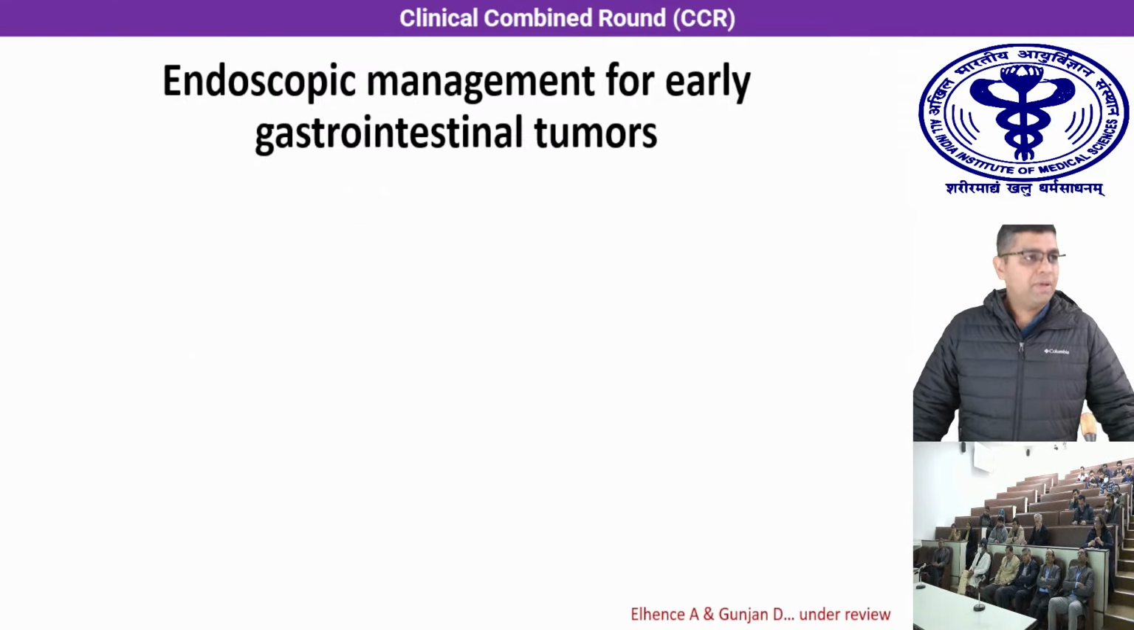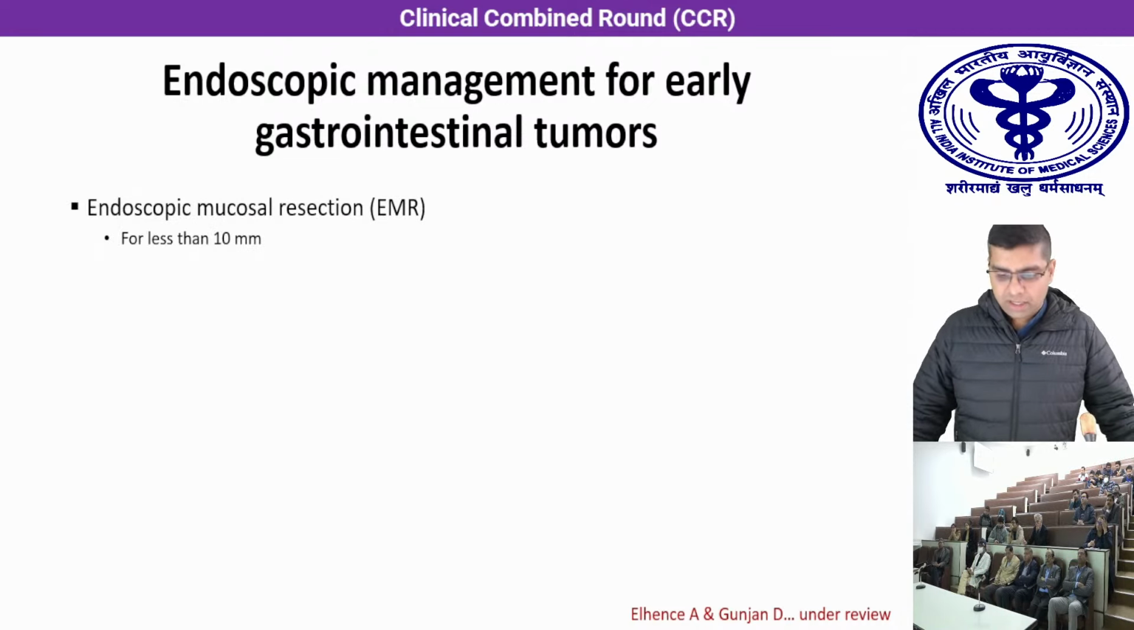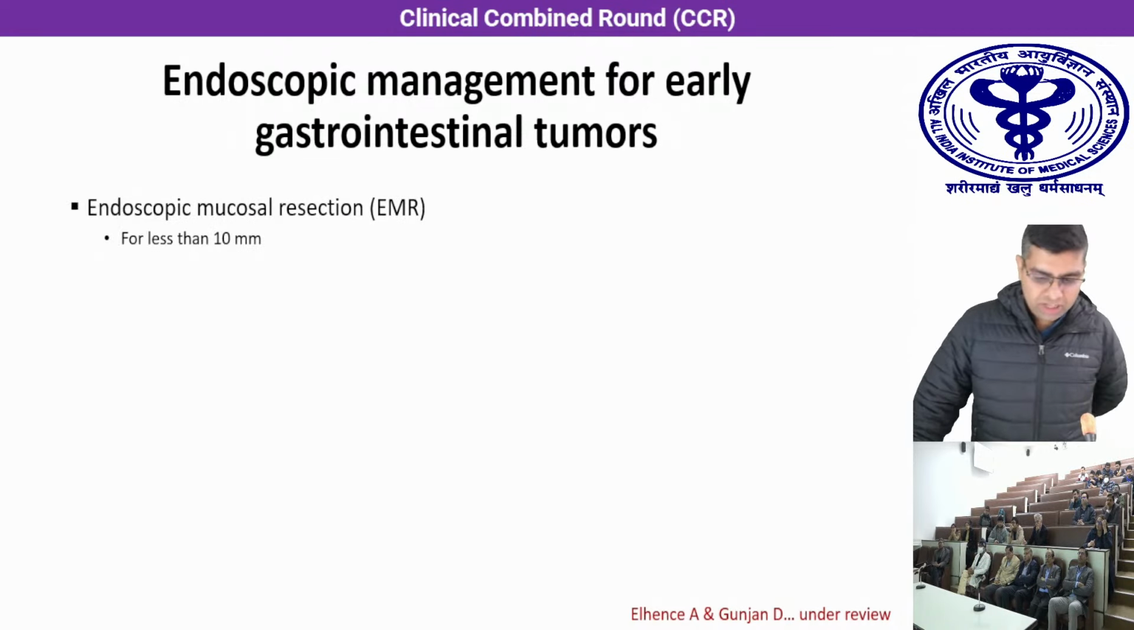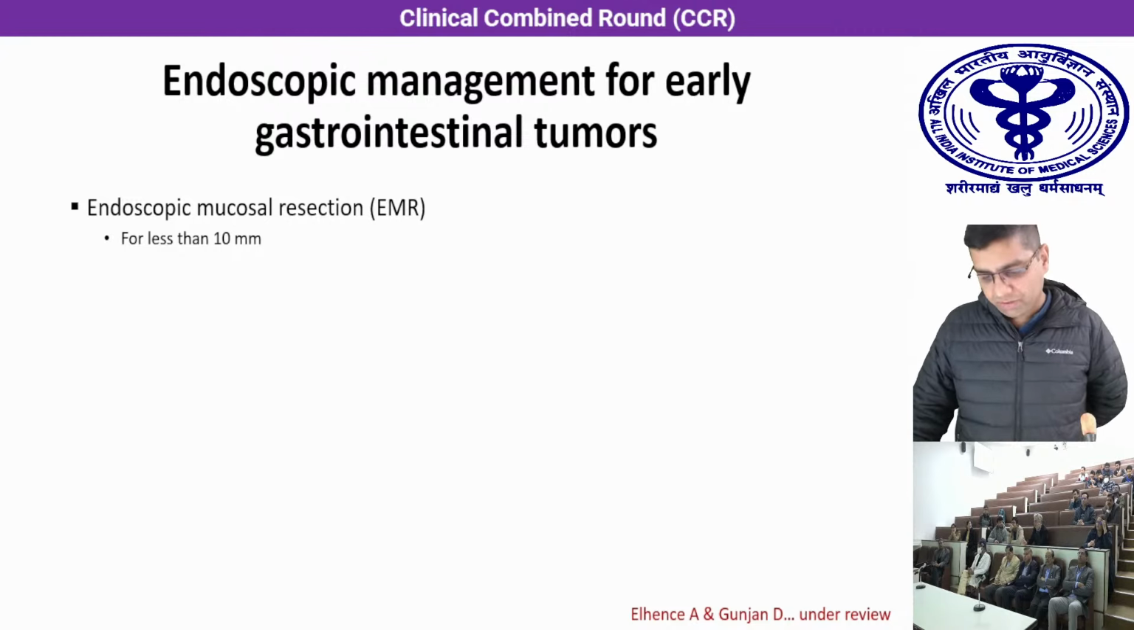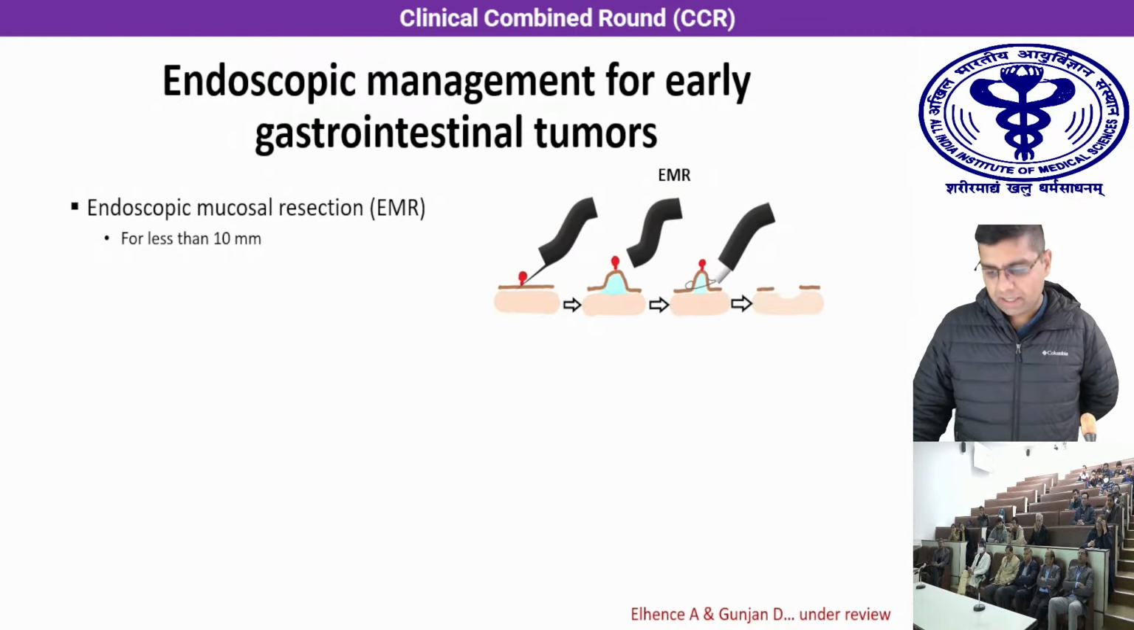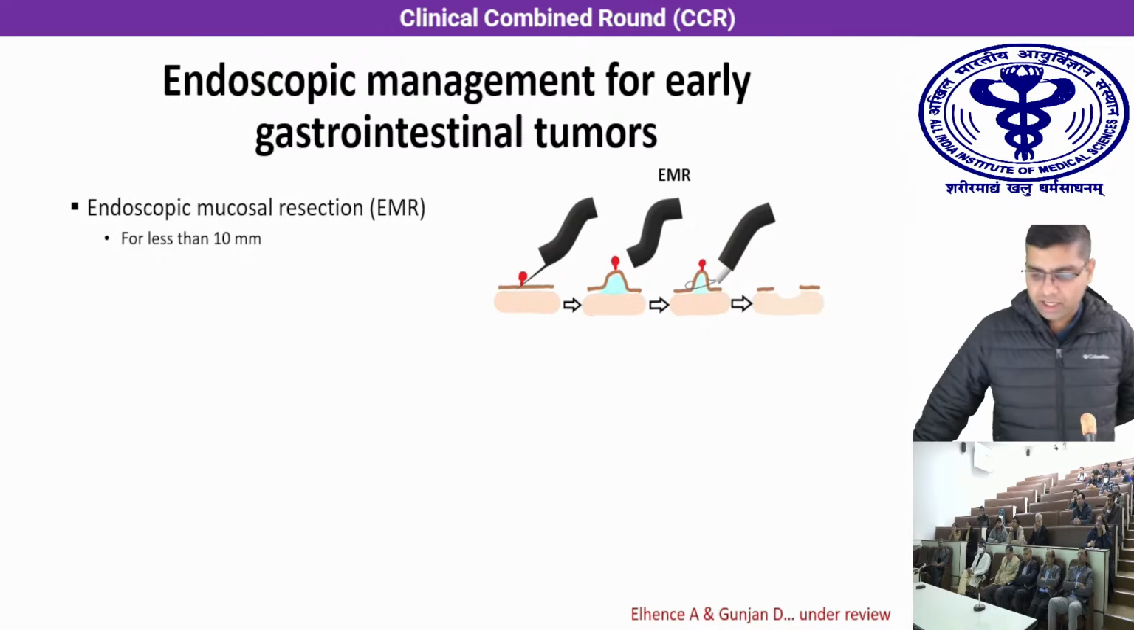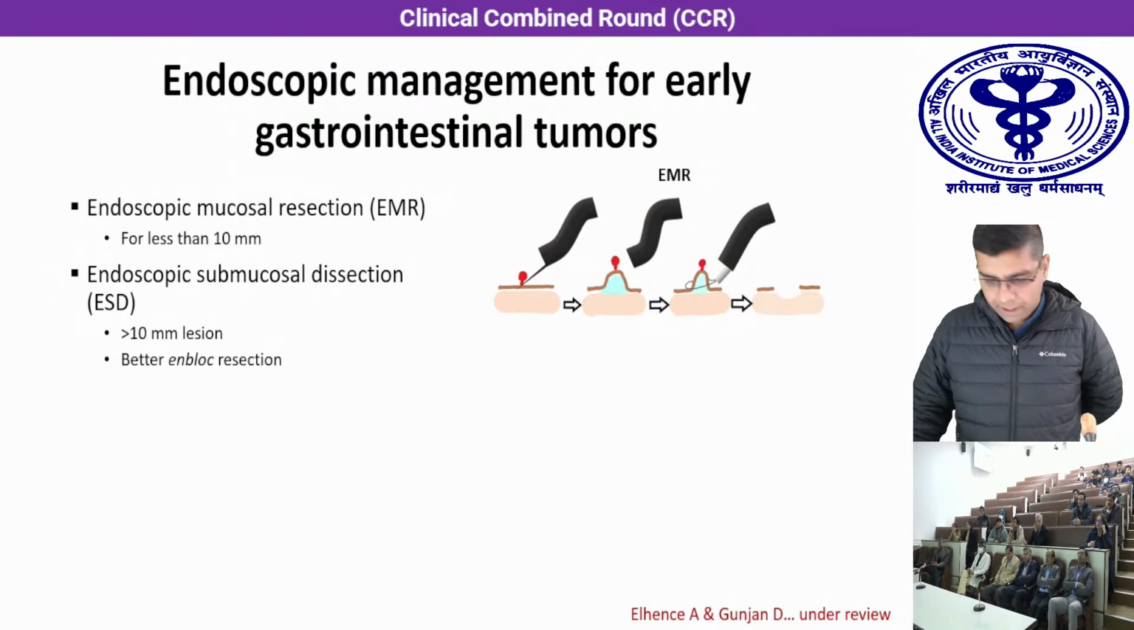So currently available endoscopic modalities for early GI tumors, we have endoscopic mucosal resection, which is usually useful for any lesion less than 1 centimeter, in which we inject saline in the submucosal plane and after localizing the mucosal lesion, resect using a routine polypectomy snare.